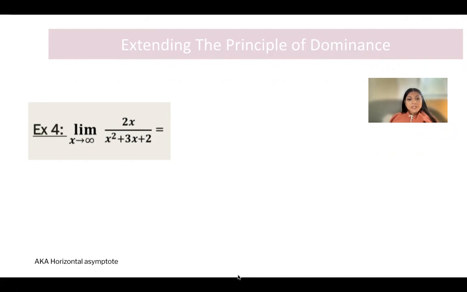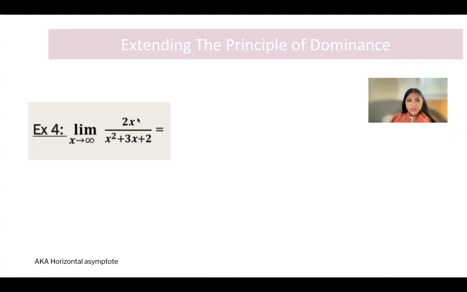So the limit as x approaches infinity of this over that. One thing I want you to notice: there's a 2x in the numerator position, and there's a whole quadratic function in the denominator position. Here's a strategy that I'm going to share with you. We're going to divide the top and bottom of this fraction by the largest degree term in this expression. Let me show you what happens when we do that. You'll see how we can apply the principle of dominance.